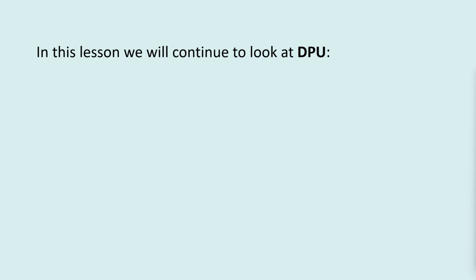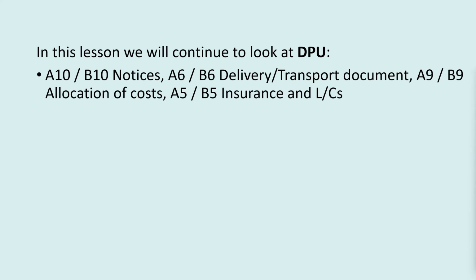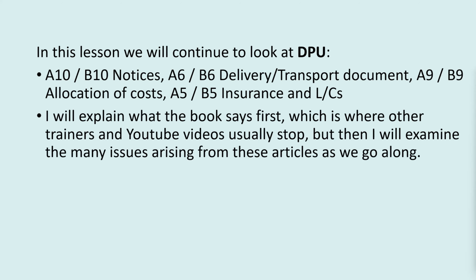In this lesson, we'll continue to look at DPU, A10 and B10 notices, A6 and B6 delivery and transport document, A9 and B9 allocation of costs, A5 and B5 insurance and letters of credit. As always, I will explain what the book says first, which is where other trainers and YouTube videos usually stop. But then I will examine the many issues arising from these articles as we go along.